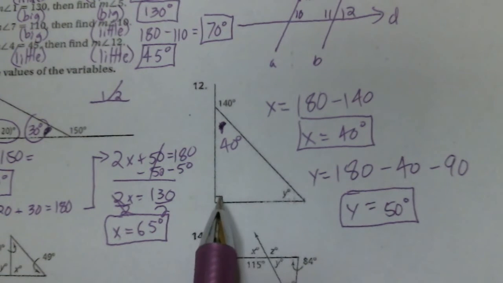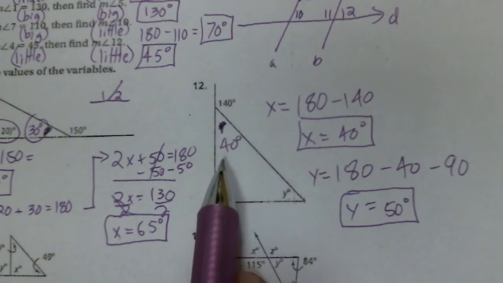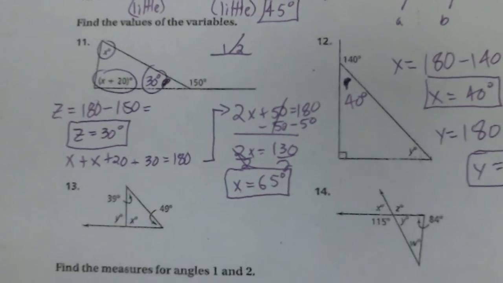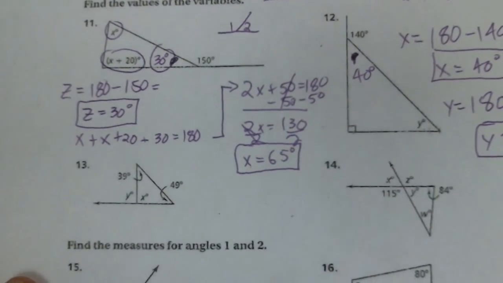Go back and check. This is a right triangle. 50 plus 40 is 90. 90 plus 90, yep, they both add up to 180. That's correct.